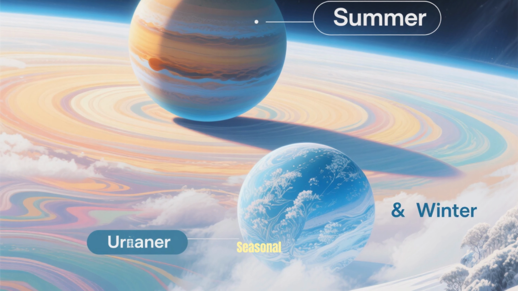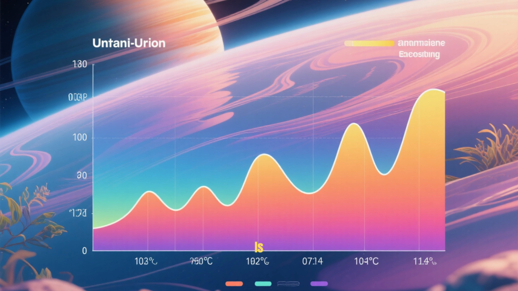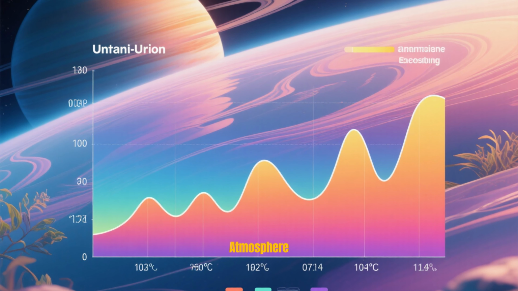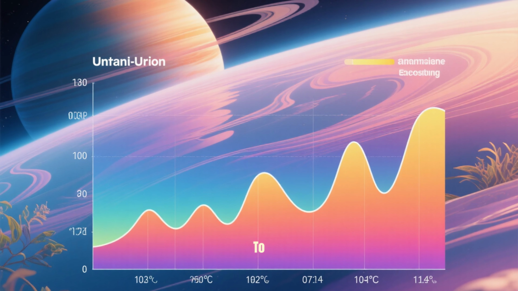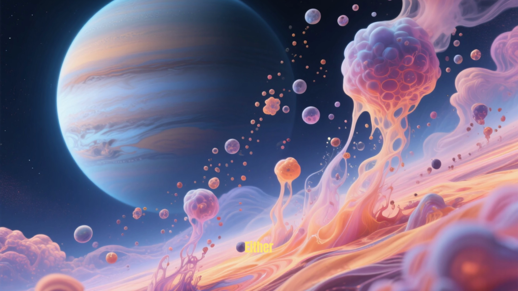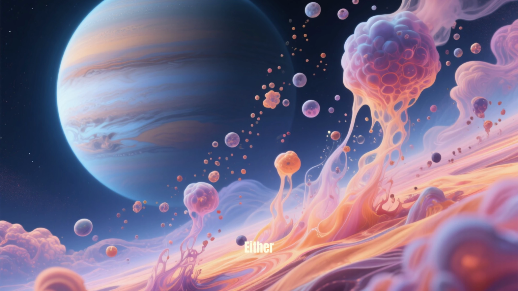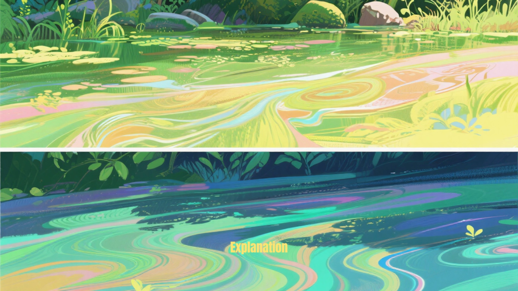So is this just a seasonal change in the atmosphere? Maybe. One idea is that the temperature of Uranus' atmosphere changes significantly from season to season, going from very cold to much warmer. And depending on how warm it gets, it could cause all of the haze particles to either evaporate or condense. But there's another explanation.